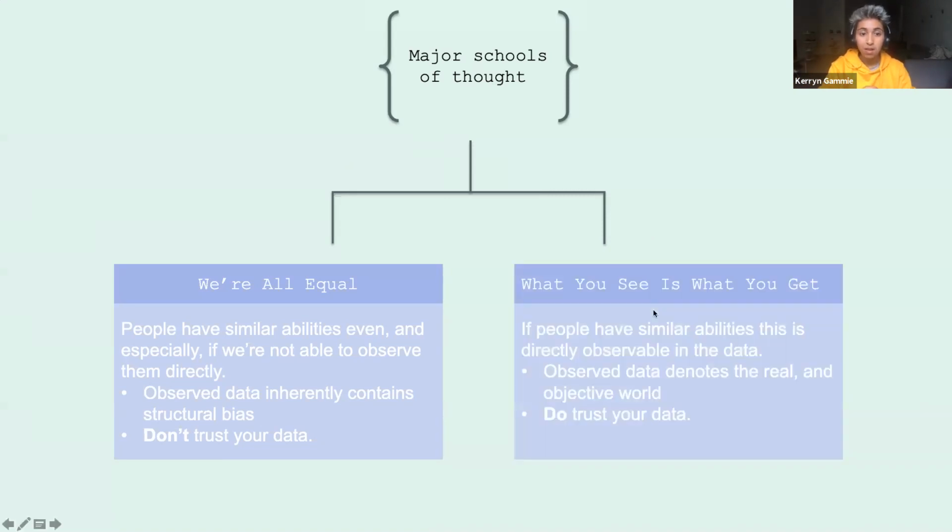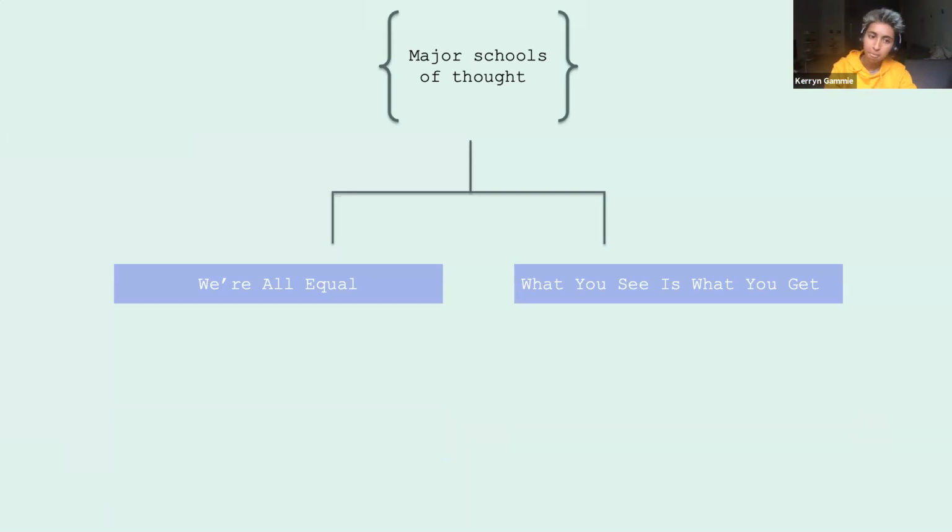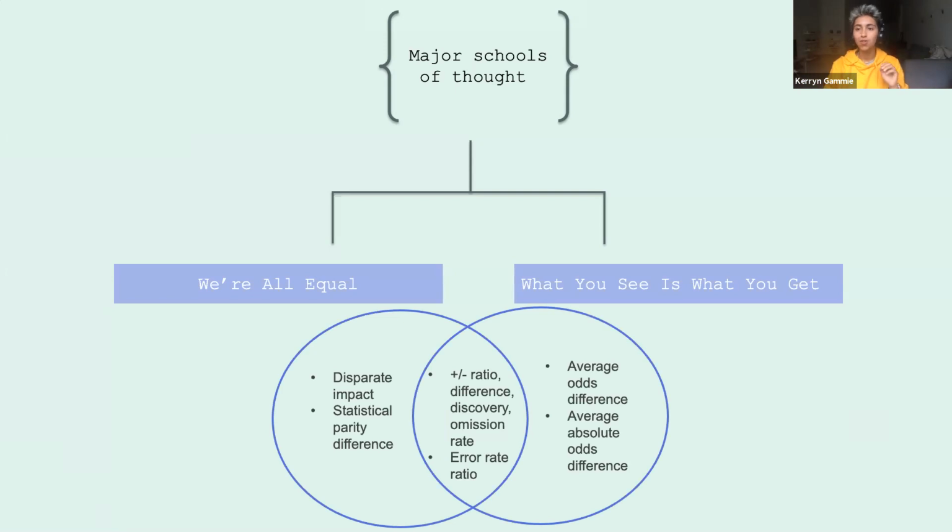The other view is called what you see is what you get. It says that your population is your population, and you can observe their abilities with respect to that task. So if there's a subset of that population that isn't performing as well as another subset, that's just how it is. There are no underlying structural issues, and you should just trust your data. So when you think about debiasing or bias mitigation tools, you need to understand which camp you're in. These are just a couple of examples of the techniques you can use to debias if you wanted to, and I'll get into some of these later.